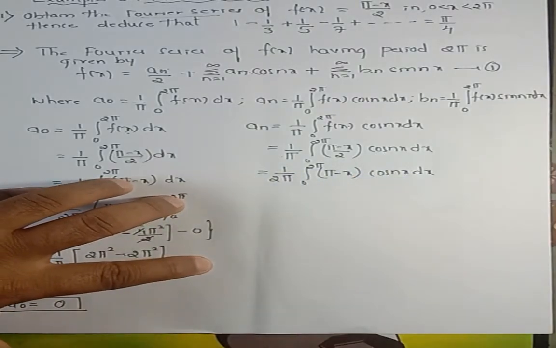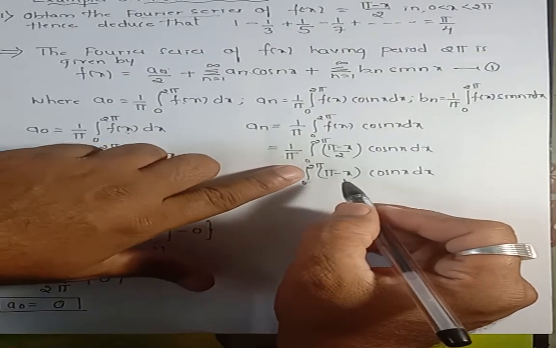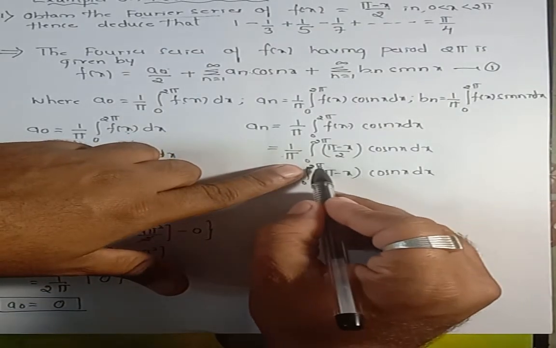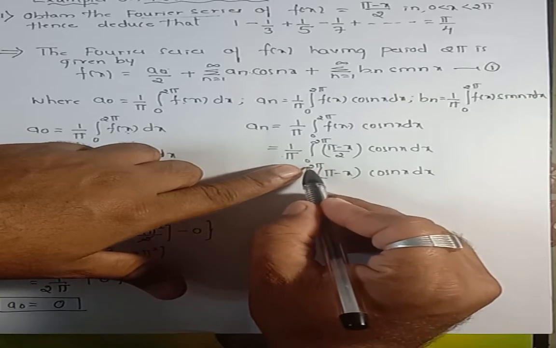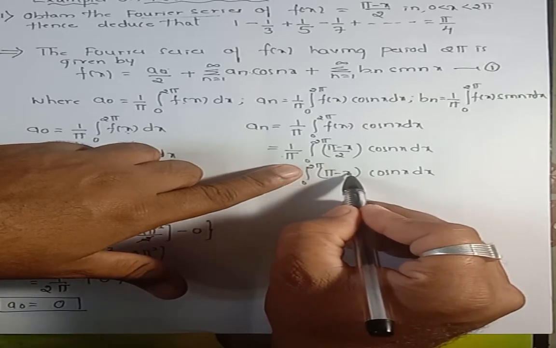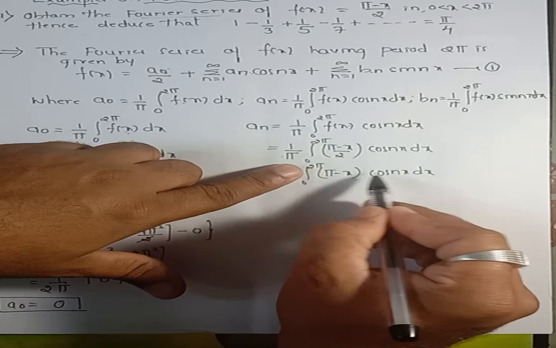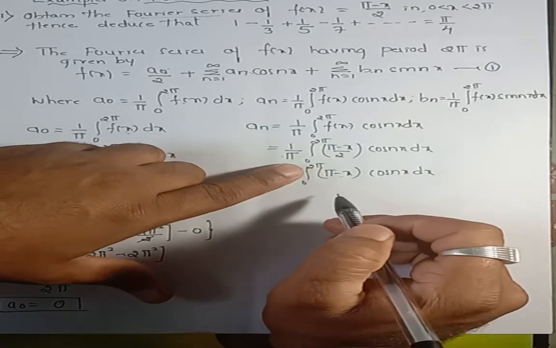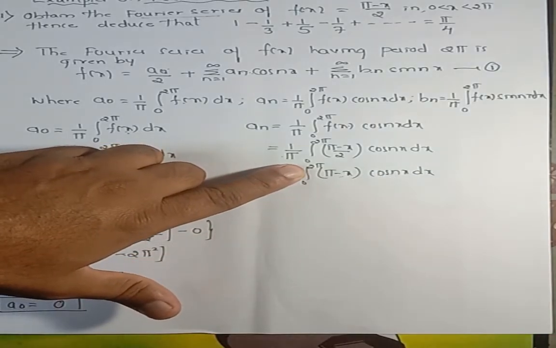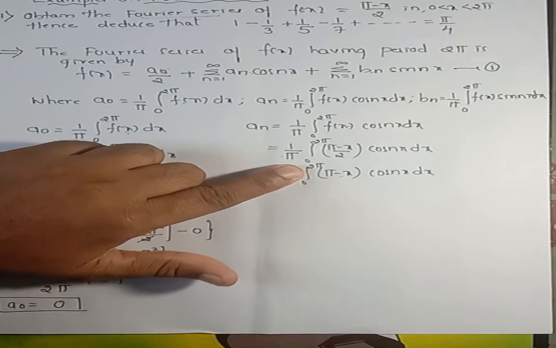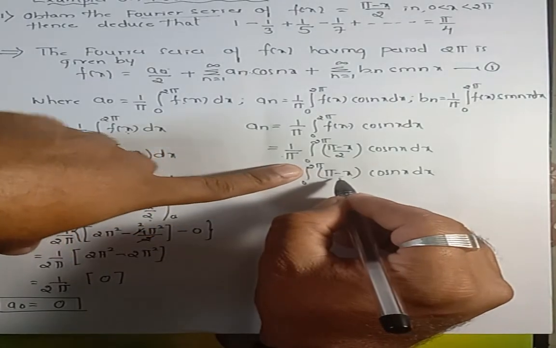dx. Now after this you just leave this constant and you observe and don't see the limits, only you see integration pi minus x into cos nx, product of two function, apply Bernoulli's rule. Now you remember how the Bernoulli's rule is very important here. Okay, so let me apply Bernoulli's.